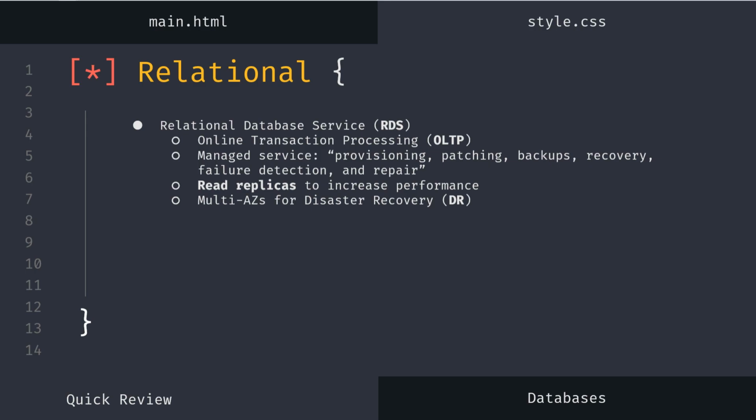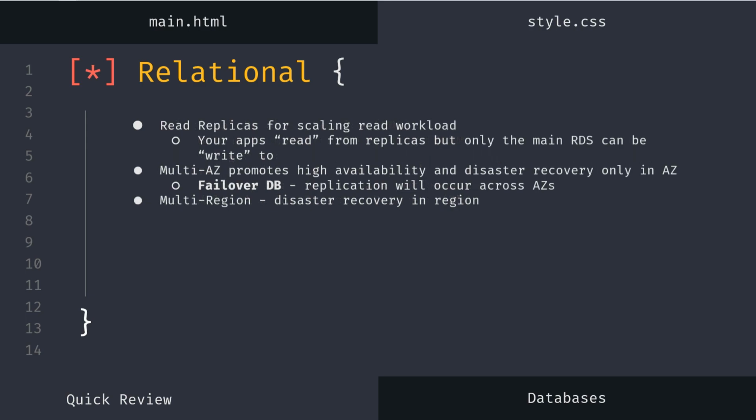Now, it has something called read replicas, which allow you to increase performance, and it has multi-AZ for disaster recovery. What is a read replica? Read replicas allow you to scale based on the workload, and in general terms, your apps just communicate with that replica to read the data, but they can't write to that replica. They can only write to the main RDS.